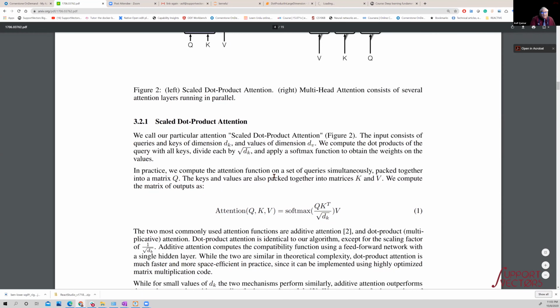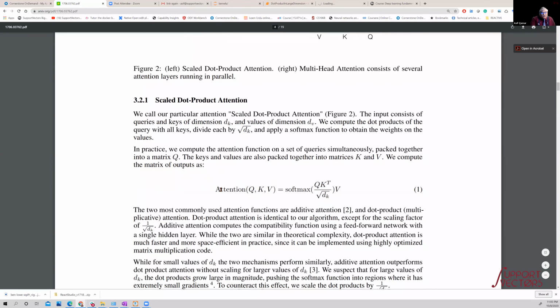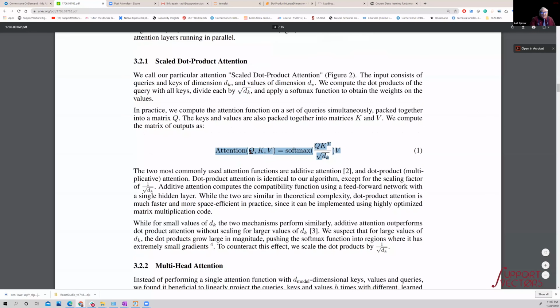In practice, we compute the attention function on a set of queries simultaneously, packed together into a matrix Q. So the Q is the query matrix. The keys and values are also packed together into matrices K and V. We compute the matrix of the outputs as this. And this equation is the celebrated equation. Whenever you see any blog on transformers, sooner or later, you'll see this equation.